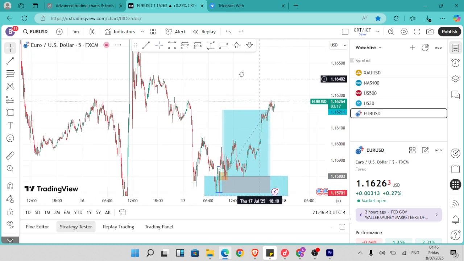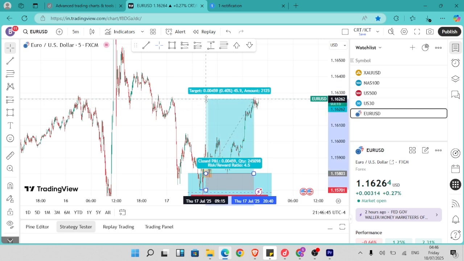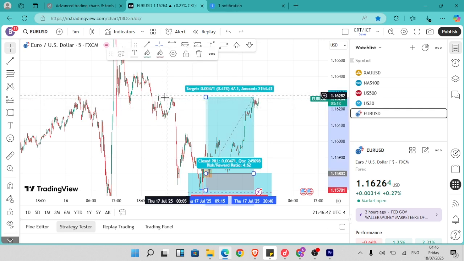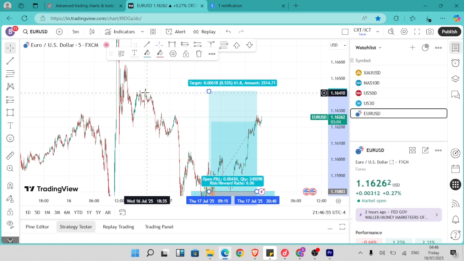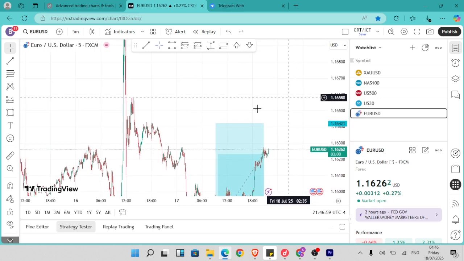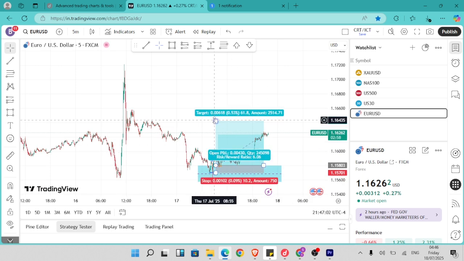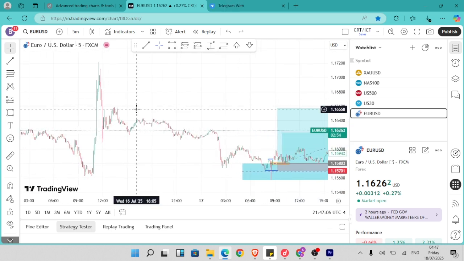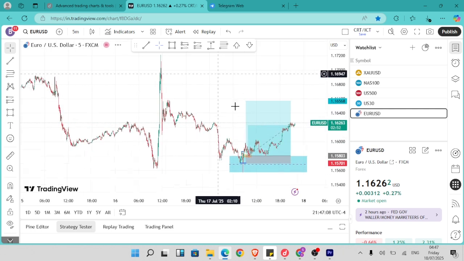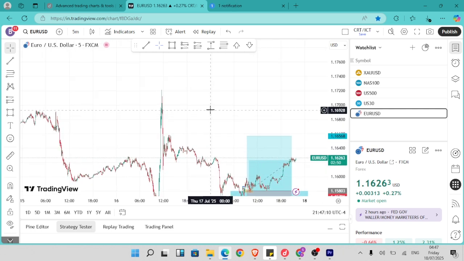But we are expecting this price to push even higher to these highs, because relative equal highs right there, which will give 4.62, and then these highs right here, relative equal highs, which will give 6.06, and then maybe these highs here, which are also relative equal highs, which would give 7.5 R.